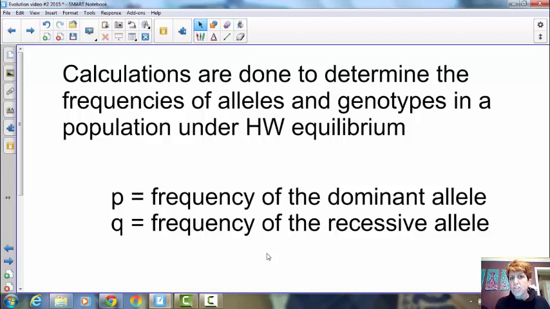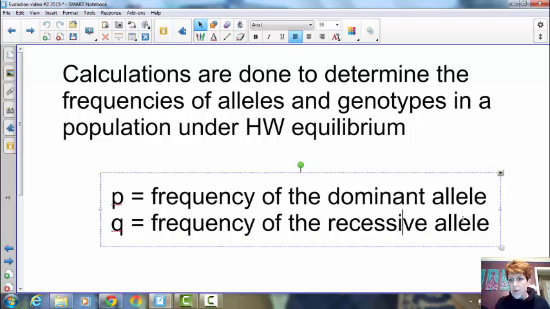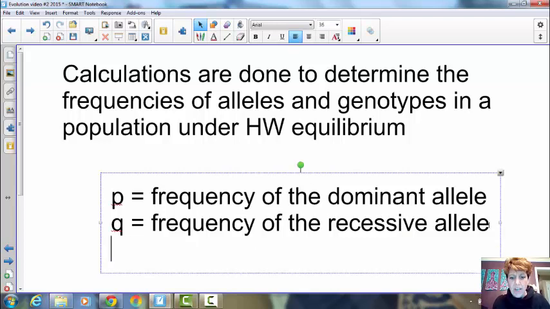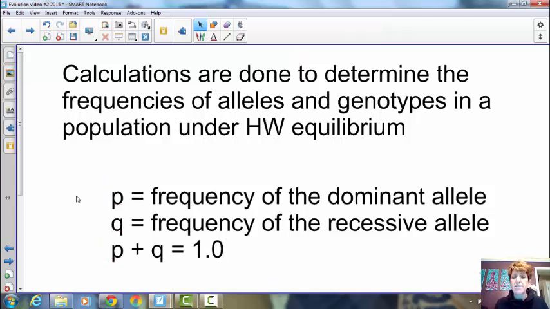P's and Q's should add up to 1.0. So I'm going to add that right in here. P plus Q is equal to 1.0. So 100% of the alleles are P's or Q's. This is very much a simplified process. There can't be other alleles like how blood type has multiple alleles. We just want P's and Q's, just dominants and recessives, and they should all add up to 100%.